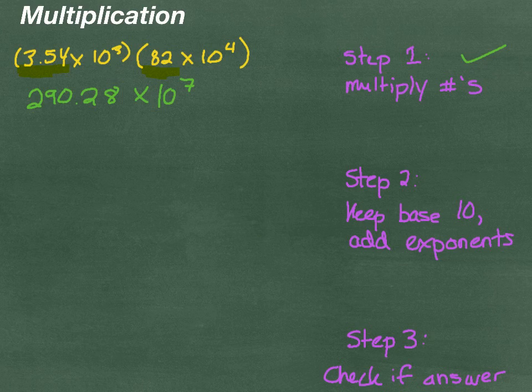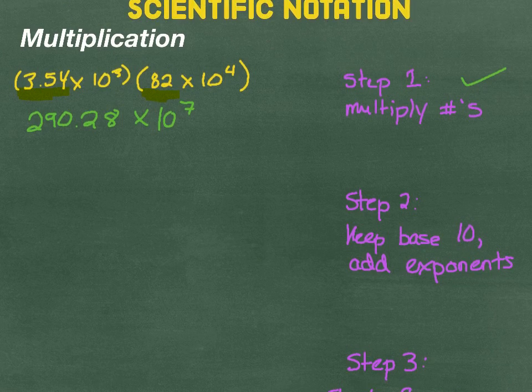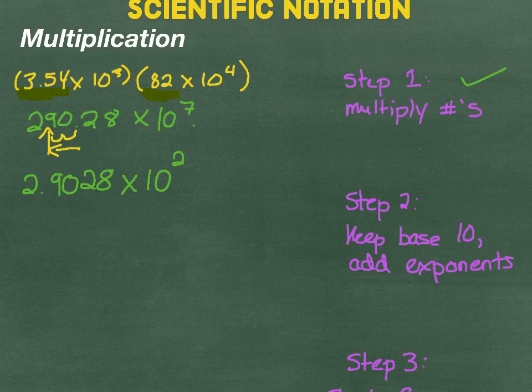So over here, check to see if it's in scientific notation. Well, no, this answer is actually not in scientific notation. For it to be in scientific notation, I would want my decimal to be right here, right? Because I want a number and then a decimal. And to do that, I have to move it over 2 times to the left. And so instead of having this 290.28, I'm going to have 2.9028 times 10 to the power of a positive 2, not forgetting my 10 to the power of 7.